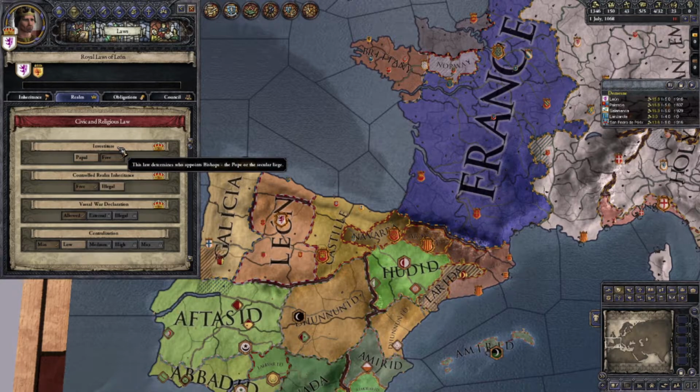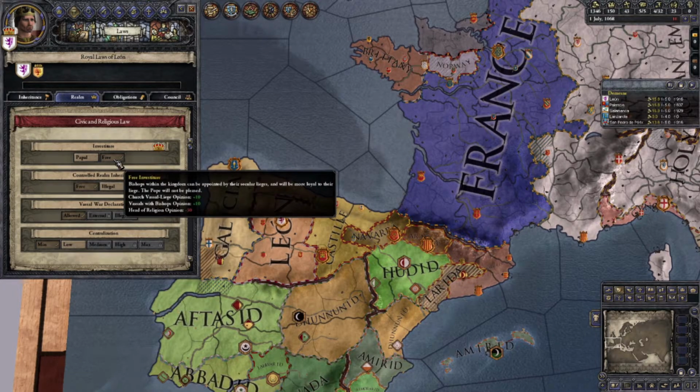Alright, so investiture. This law determines who appoints bishops: the Pope or the secular liege. And right now, free investiture. Bishops within the kingdom can be appointed by their secular lieges, and will be more loyal to their liege. The Pope will not be pleased.